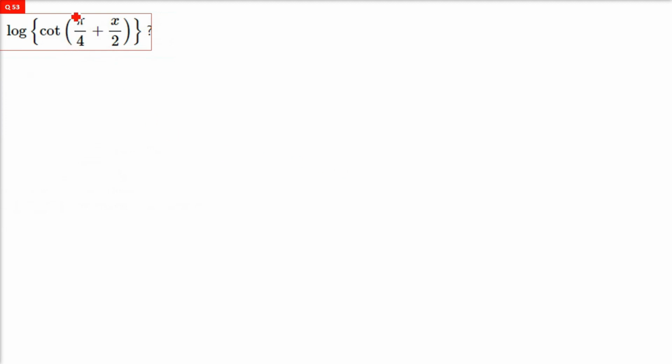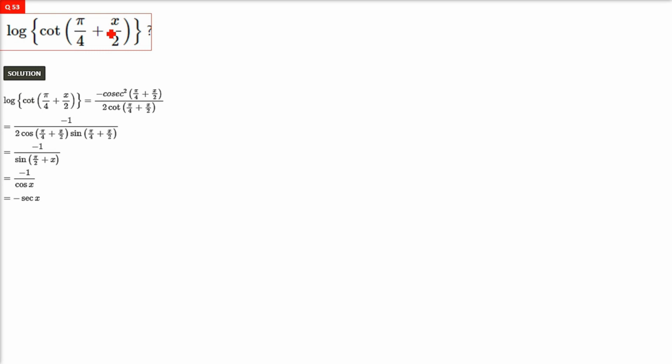Next is log cot pi by 4 plus x by 2. So this is cot theta basically. So derivative of log of anything will be 1 by that thing. So 1 by whatever is there inside log. It is going to be cot of pi by 4 plus x by 2. This is 1 by cot of this.